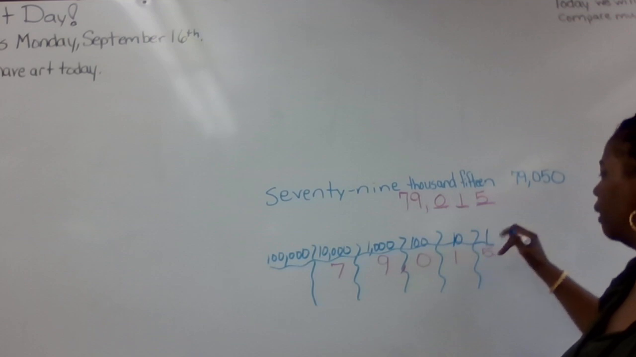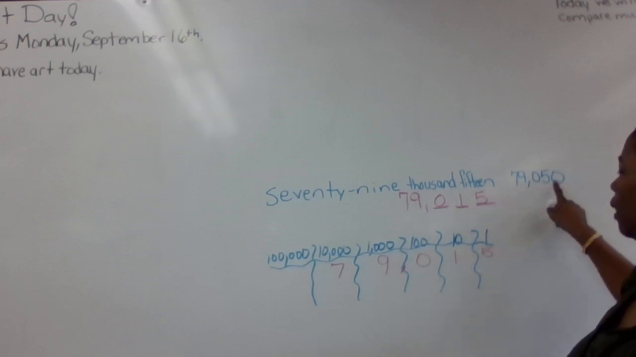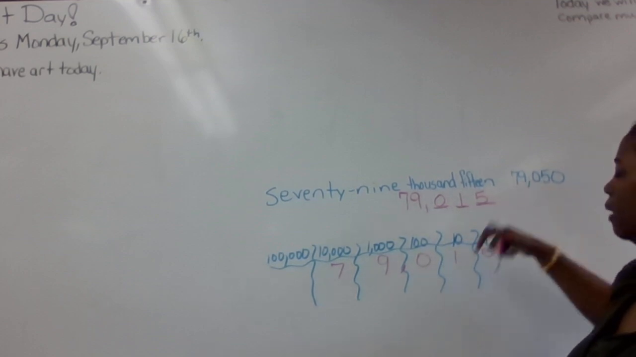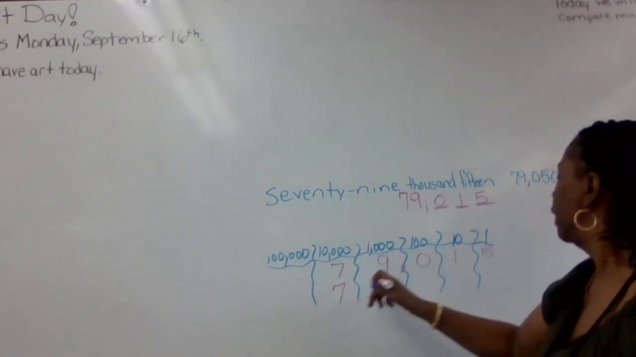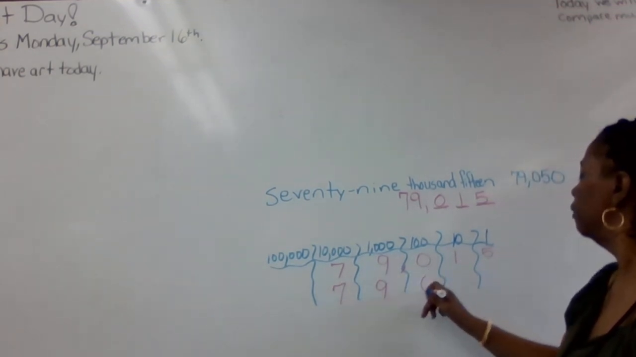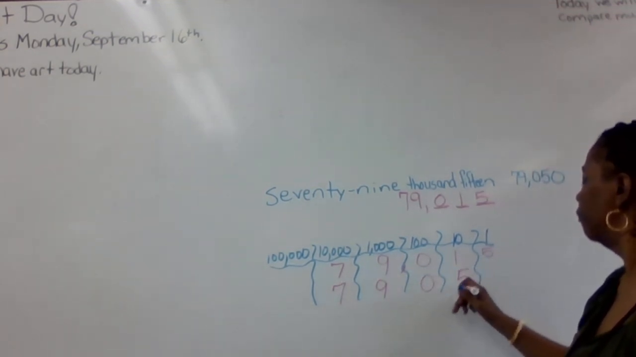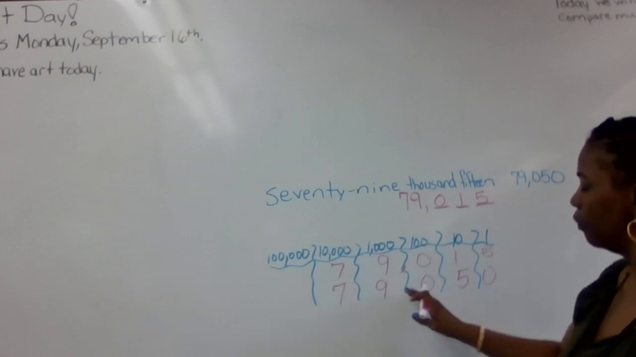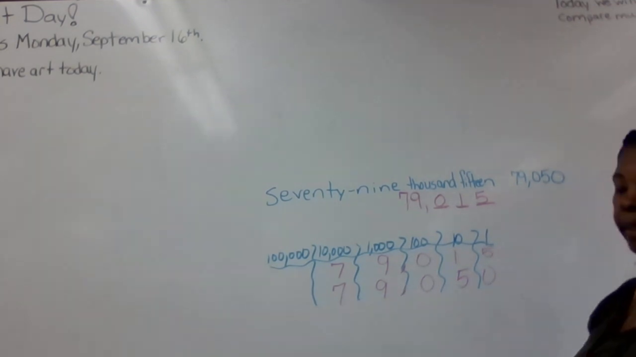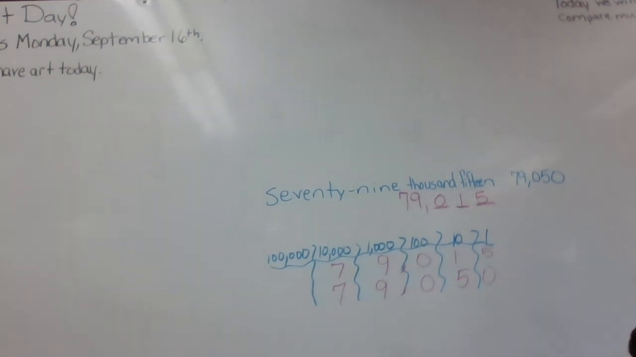And my next number is 79,050. Ones, tens, hundreds, 1,000s place, 10,000s place. So I know the 7 is in the 10,000s place. Okay, now I'm ready to compare to see which is greater than, which is less than.